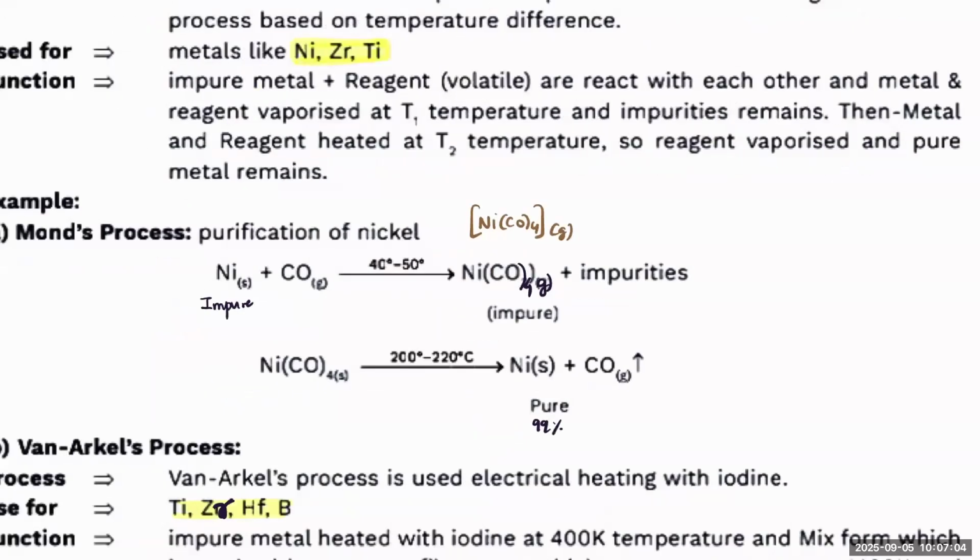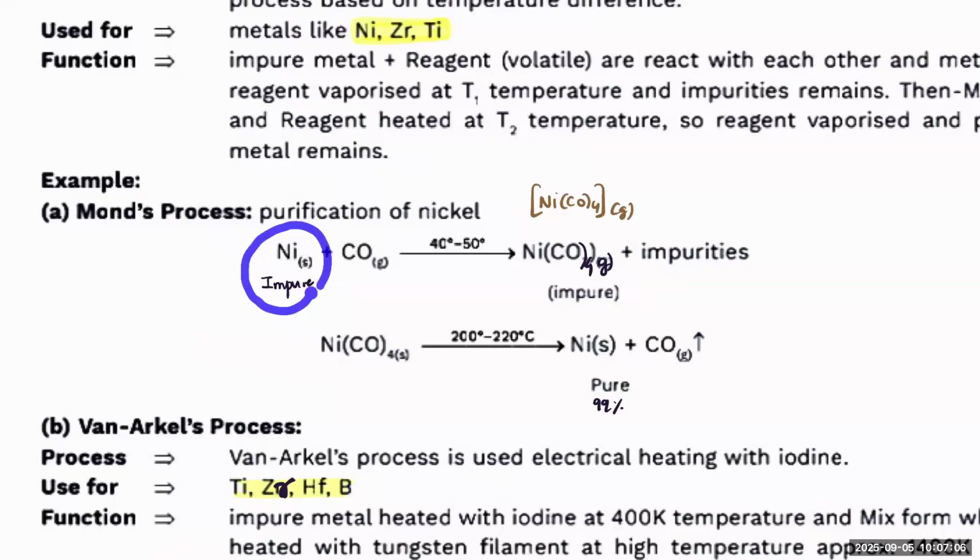Let me show you how. Think about it. Nickel is impure. It has some impurities of phosphorus, arsenic, something like that. The minute you react it with carbon monoxide at around 40 to 50 degrees, you will start seeing the vapors of nickel carbonyl complex, and the impurities will remain down.